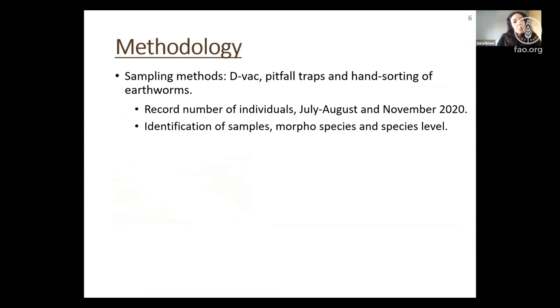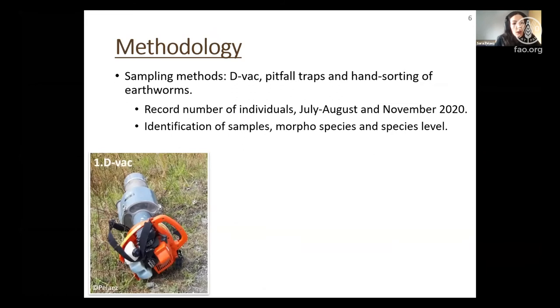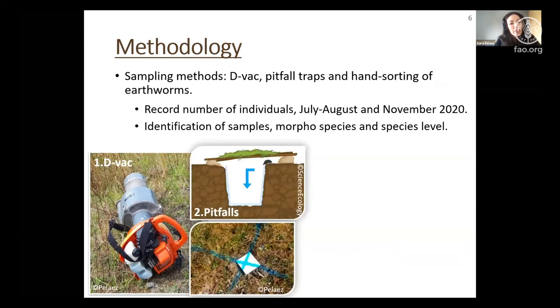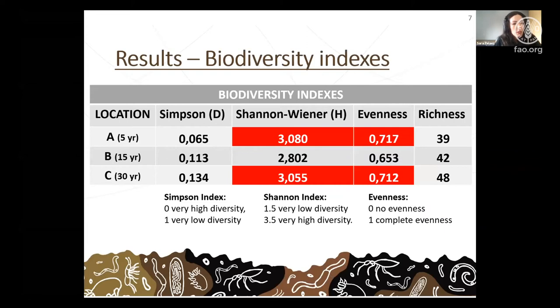During the sampling of aboveground invertebrates, we did D-Vac sampling, which is a vacuum cleaner device. We also installed 10 pitfalls per location. And to sample the earthworms, we did hand sorting. All the samples were identified up to morphospecies, with species level when possible. Let me show you some of the results.